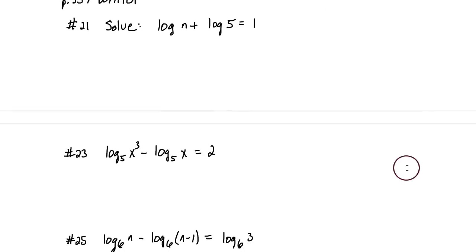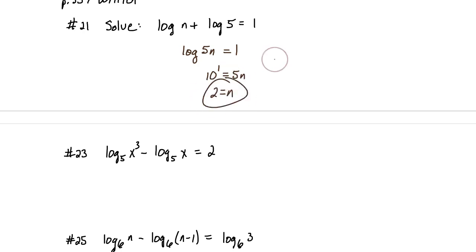Now on the written assignment, we're asked to solve the equation. Let's do that same technique. Rewrite this as log of n times 5, which is 5n. And that's equal to 1. Now we want to solve this logarithm. Remember, if the base isn't shown, it's automatically a 10. So 10 to the first power is equal to 5n. Divide both sides by 5, and we get 2 is equal to n.